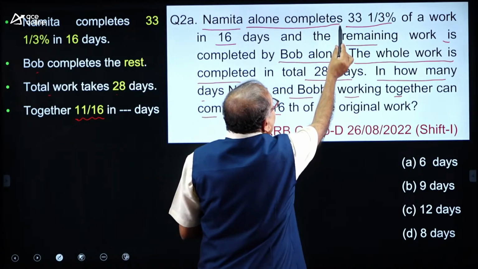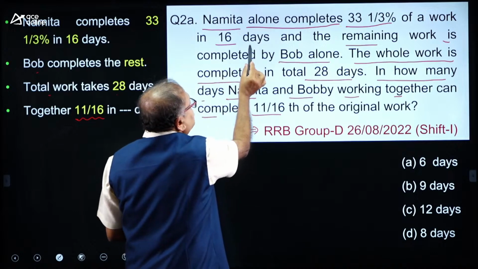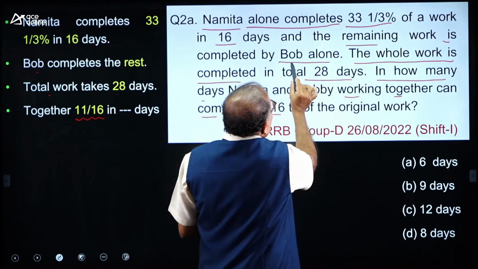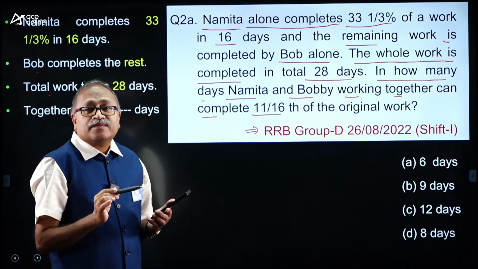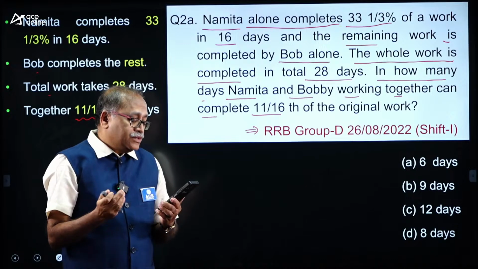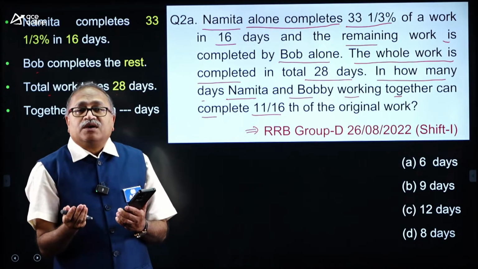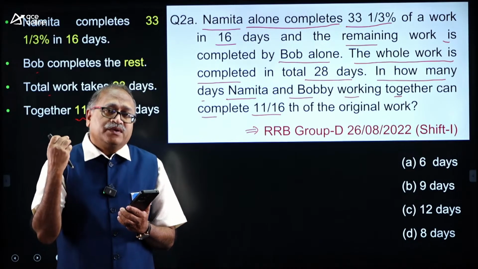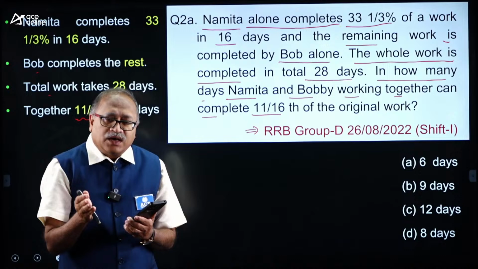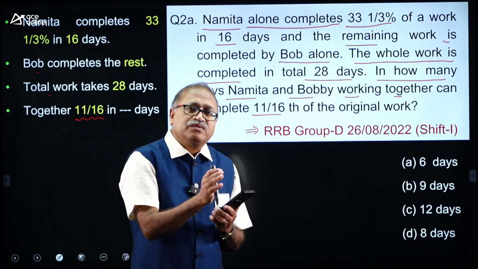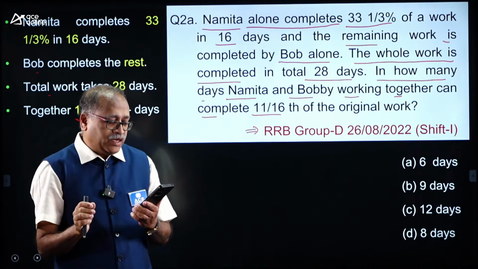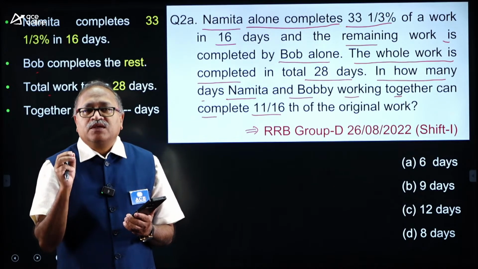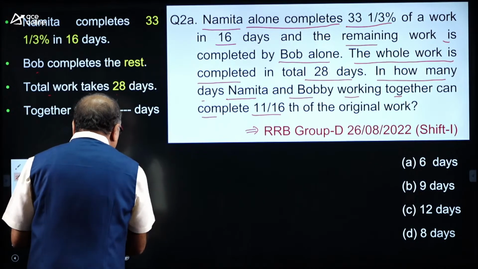Namita alone completes 1/3 of the work in 16 days, and the remaining work was completed by B alone. Come on, my friends. I will just wait for another 4-5 seconds, because in the examination, whatever way my competitor will adopt, I want a different approach which will be easy and less time consuming. Okay. Now, see the best way to answer the question. Very few people must be knowing this approach.